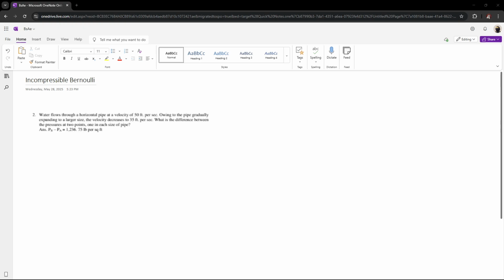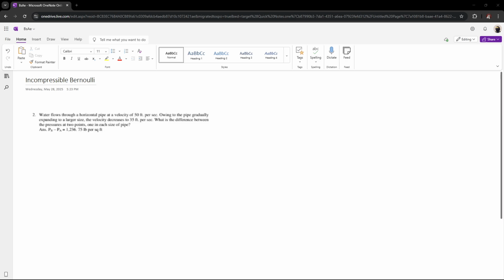Incompressible Bernoulli. Question number 2. Water flows through a horizontal pipe at a velocity of 50 foot per second, flowing through the pipe gradually expanding to a larger size. The velocity decreases to 35 foot per second. What is the difference between the pressures at 2 points, one in each size of the pipe?